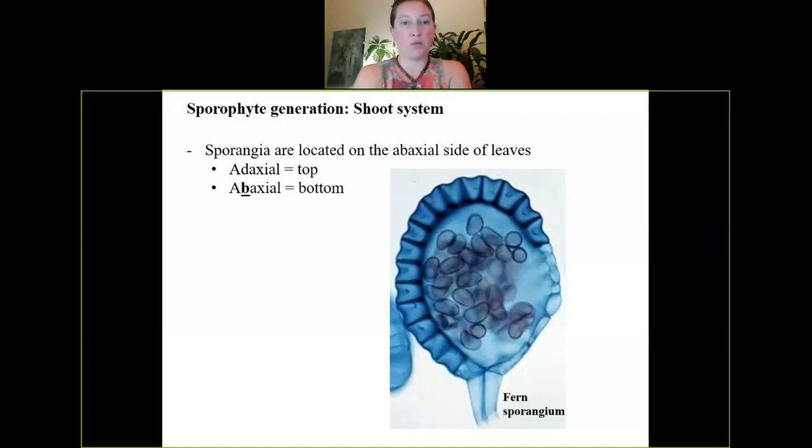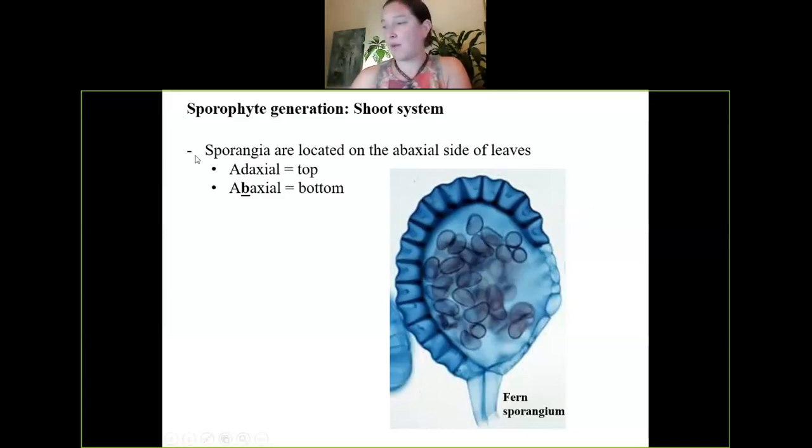You might be seeing these words here. Adaxial means top, abaxial means bottom. A good way to remember which is that b has a b in it, and abaxial refers to the underside or bottom of a leaf. So that's how I remember it. Adaxial is top, abaxial is bottom. So ferns' sporangia are on the bottom side of the leaves, or the abaxial side of the leaves. And this is what they look like.